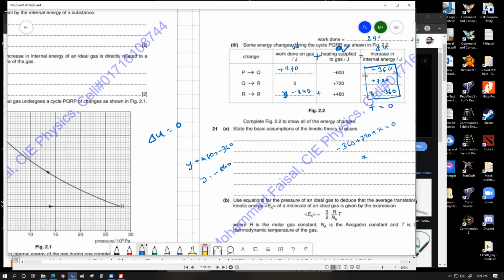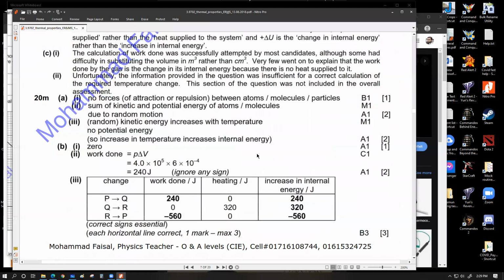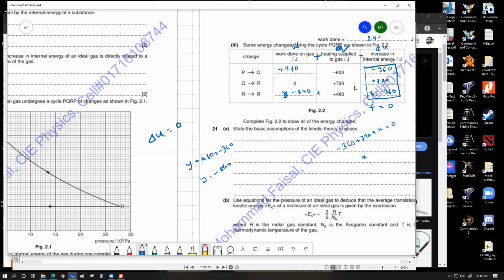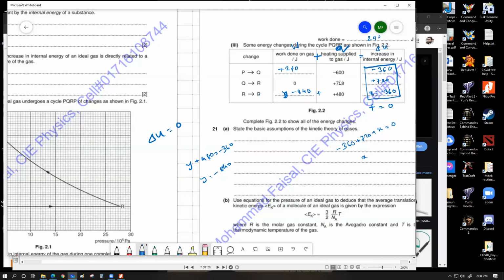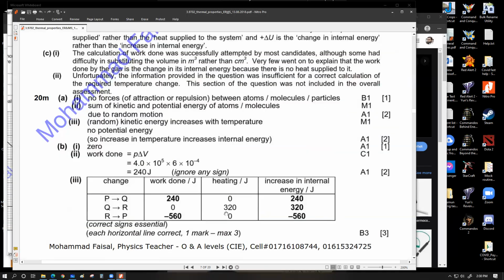So this is my best guess for the whole table, but if you look at the mark scheme, you'll see all messed up numbers, and I'm going to explain why that is. So 240 is good over here, heating was 0 over here, and they gave 240 over here as well. The problem that we have is that in this whole thing, they gave us different heating supply to the gas numbers over here, but in the mark scheme they used some other numbers. Do you see that? But the logic that we used for this whole process pretty much remains the same.